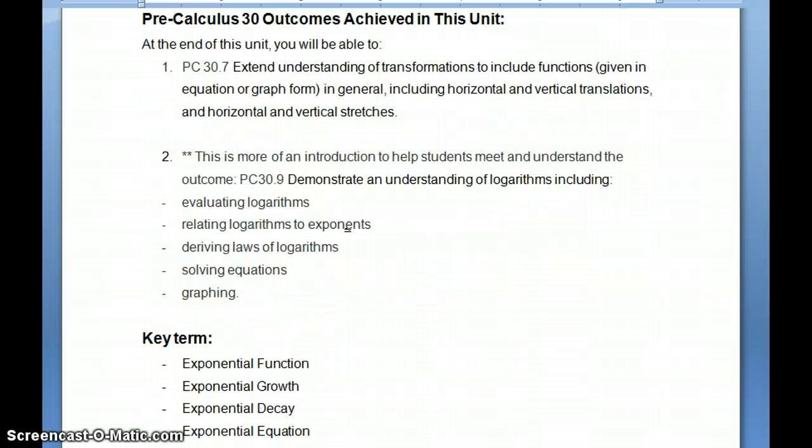Looking at the outcomes for our unit, we're going to accomplish 2 this unit. The first one is transformations, which we've already been working towards in the previous units, but this one also helps work towards the transformations of functions outcome. The second one mostly talks about logarithms. Within this unit, we have to relate logarithms to exponential functions. So this is more of an introduction to this outcome, and it'll be a good introduction to our next chapter, chapter 8.